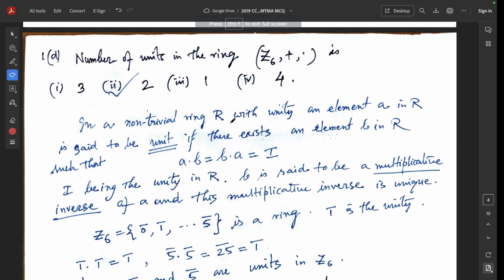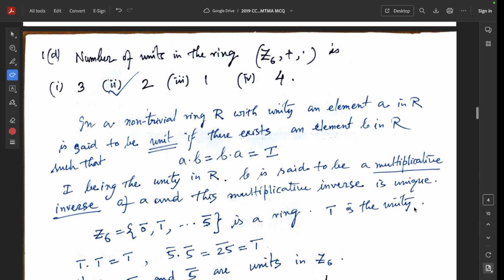In a non-trivial ring R with unity, an element A in R is said to be a unit if there exists an element B in R such that A dot B equal to B dot A equal to I, I being the unity, the multiplicative identity in R, and B is said to be a multiplicative inverse of A, and this multiplicative inverse is unique.